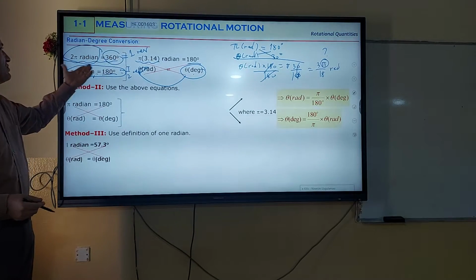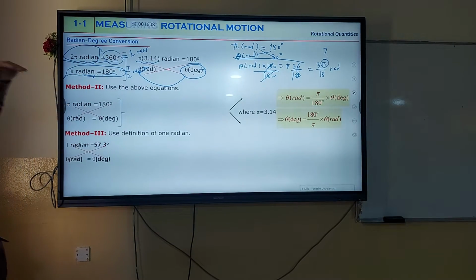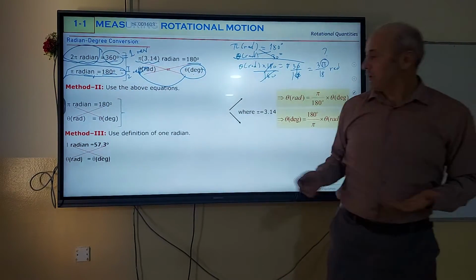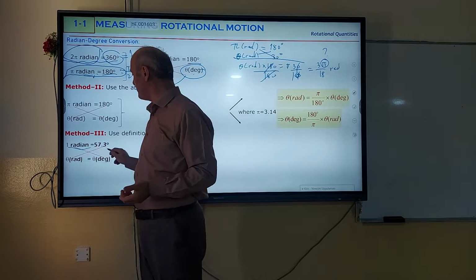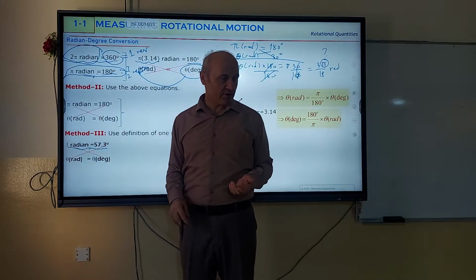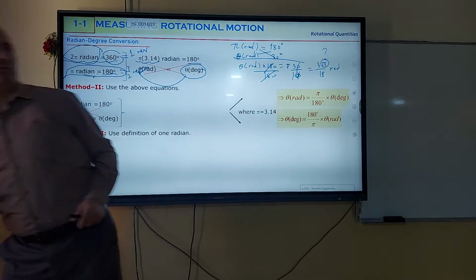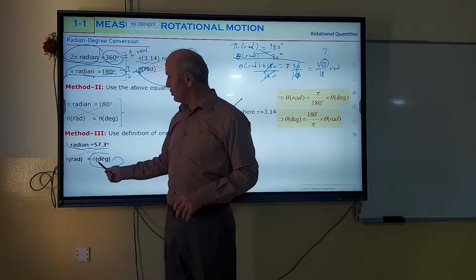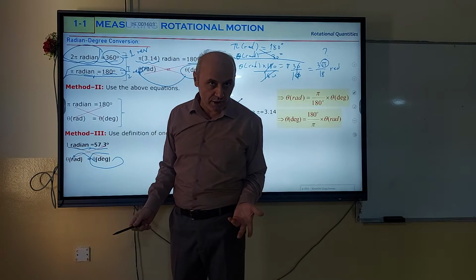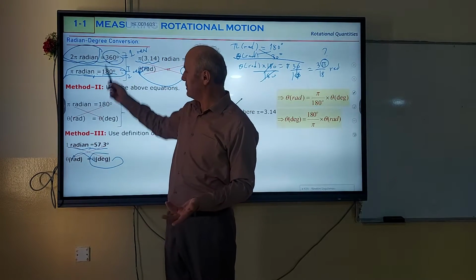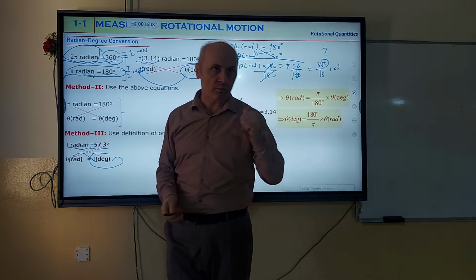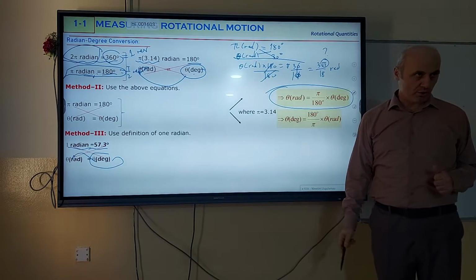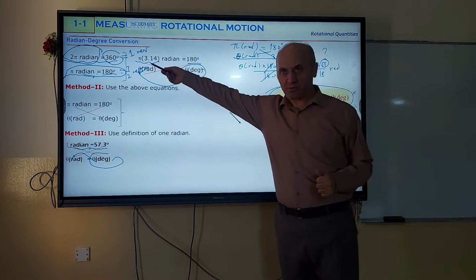We can use the 1 revolution measure, the half revolution measure, or we can use the definition of 1 radian. What is the 1 radian definition? 1 radian is equal to how many degrees? 57.3 degrees. Then any given angle in degrees is equal to how much in radian? Again, cross product. We can do it this way and that way. Both are cross product. And one more method is using the equation in the book. We can get this equation from the cross product also.